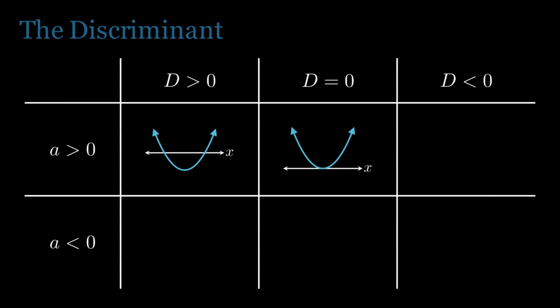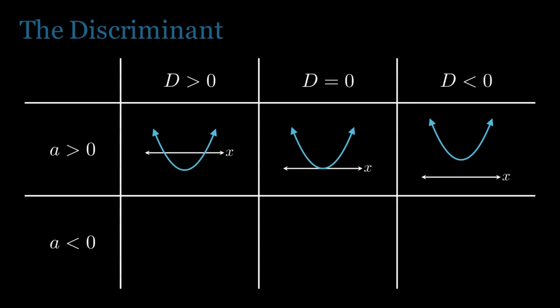And finally, if the discriminant is less than 0 and we don't have any real solutions, we will have no x-intercepts. And as you can see, the parabola will be completely above the x-axis with no x-intercepts. And then if the leading coefficient is negative, then the parabola will open down. So we'll have similar situations depending on the discriminant.